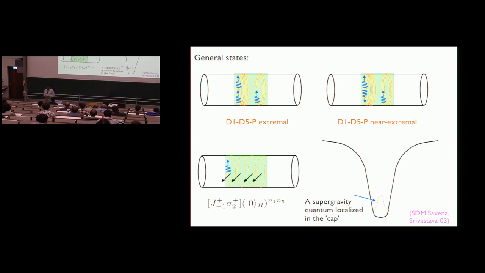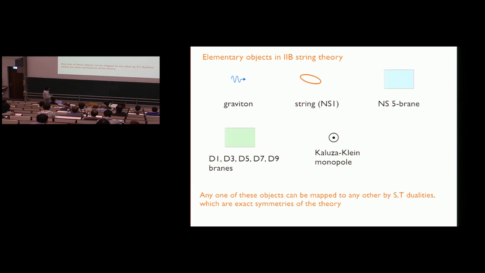Yes, there was a question. Could you just say a word about how you choose the string theory object content? How do you know which objects should be in string theory? Yeah, so there is really no choice. That's a very good question.